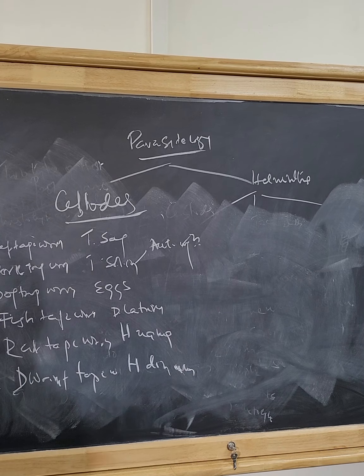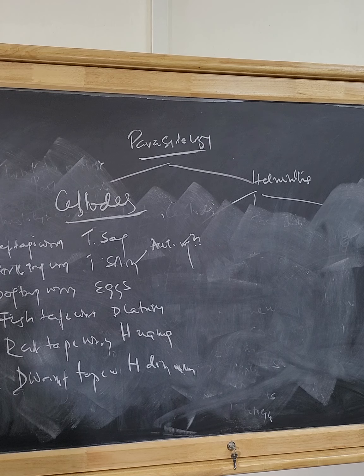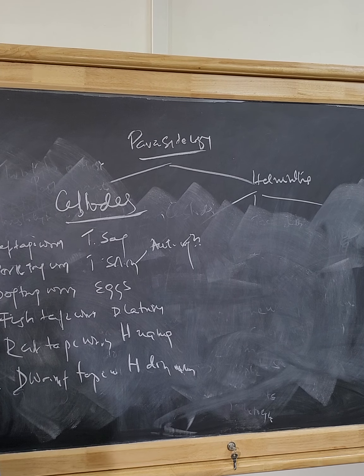Please remember, we asked this question to all the students: how do you differentiate between male and female worm? There are no male and female tapeworms. They are hermaphrodites. Both sexual organs are present in the same worm.